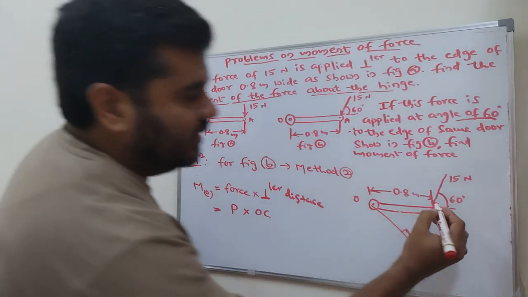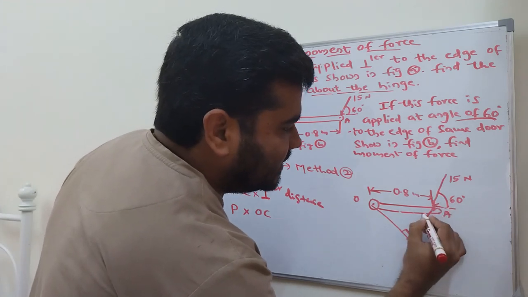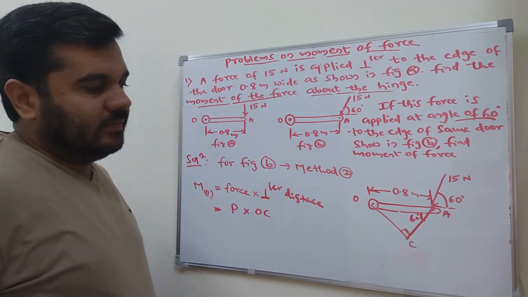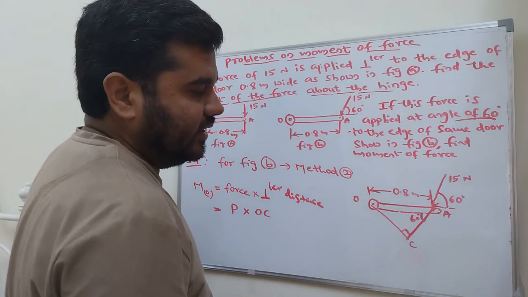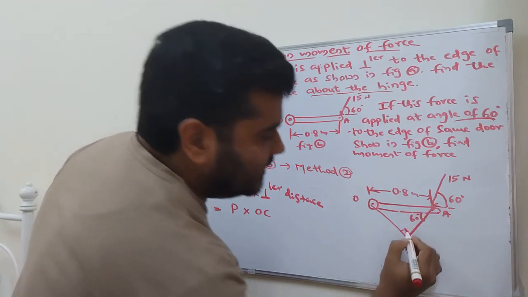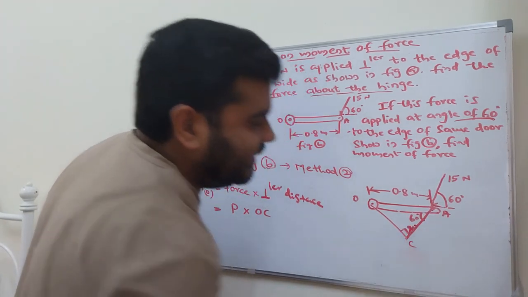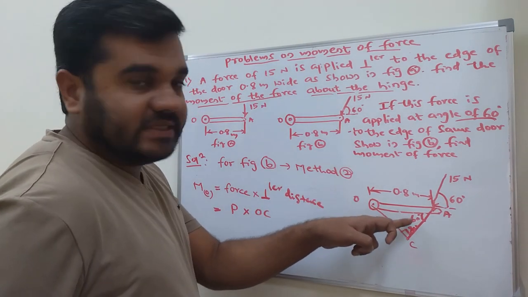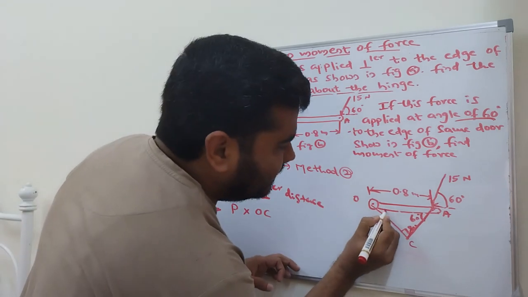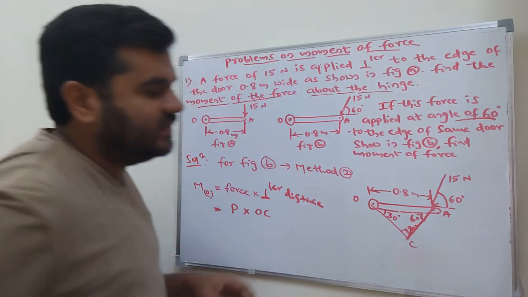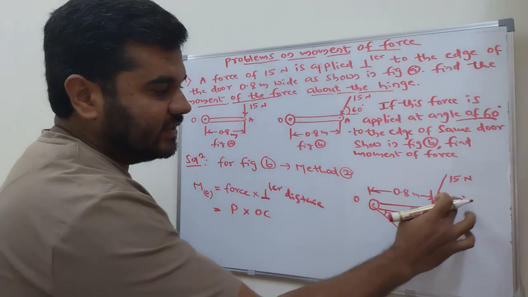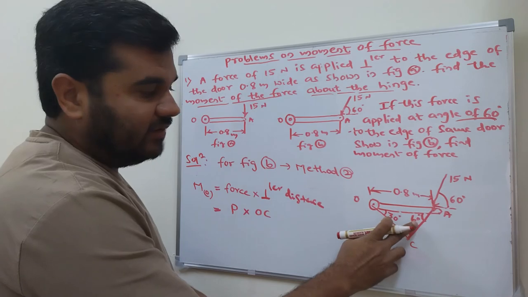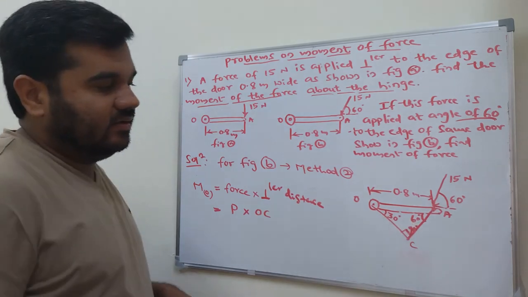If this is 60, this is also 60, right? Same here, okay? This is 60, this is also 60. This is already 90 degree. Now what is the remaining angle here? 90 plus 60 is 150. Remaining is 30 degree here. Total 180 degree. This is 60, means here also 60 it will come. This already 90 is there. 90 plus 60, 150, and this 30 is 180.